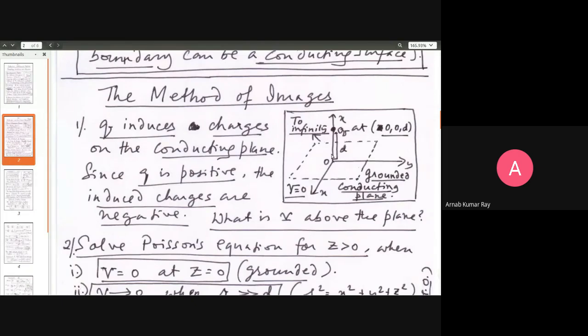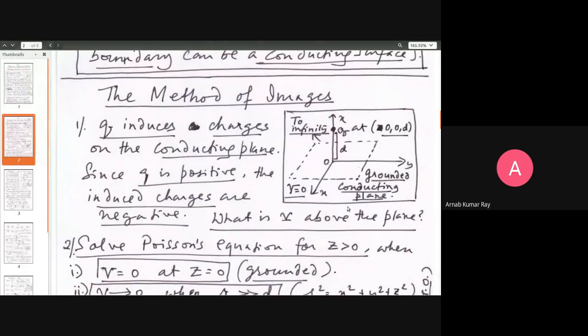And the sheet is going to infinity in both directions, both along the x direction and the y direction. So it's an infinitely extended conducting surface, as in a sheet of copper. And that sheet of copper coincides with the xy plane where z is equal to 0.